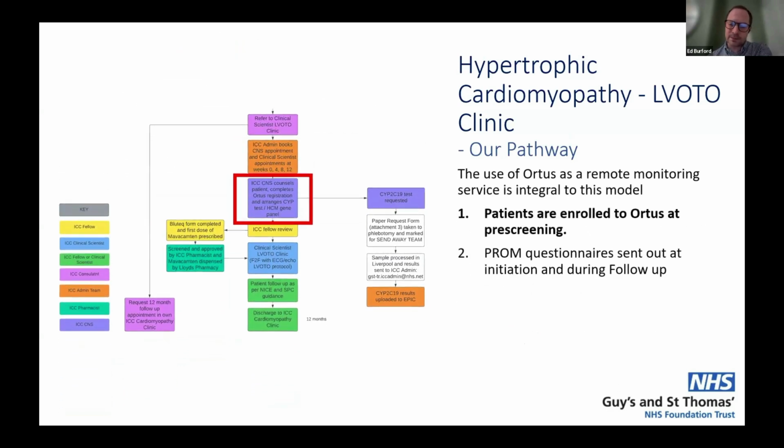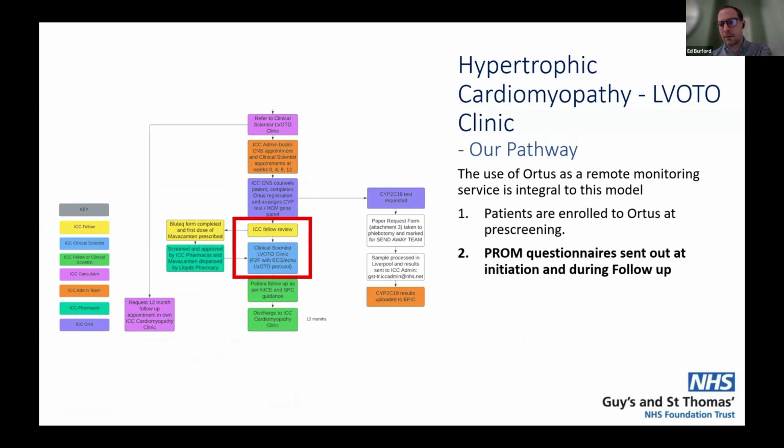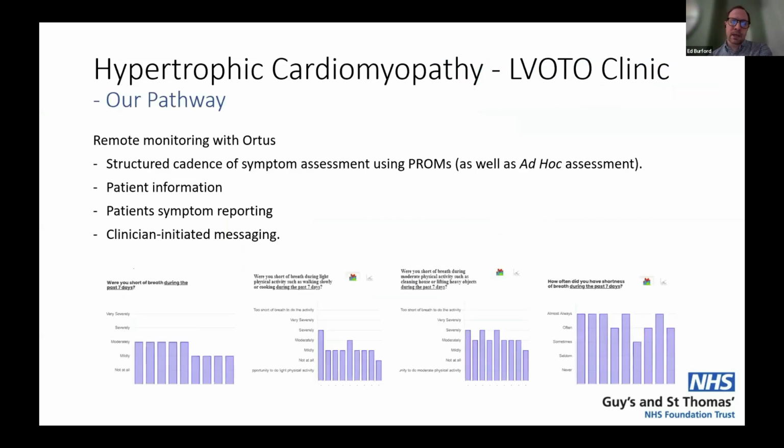So when do we initiate Ortus? Well, it's part of the enrollment process at pre-screening. So before they even have the medication, they're introduced to the pathway. That includes things like education, so they can read about all the drug literature that may be available, as well as more generally about their condition. And they're introduced to the service at that point. When they come back for their visits, they're offered a patient-reported outcome measure questionnaire, looking at their symptoms to understand if they're responding or if there's a problem which you may be able to address.